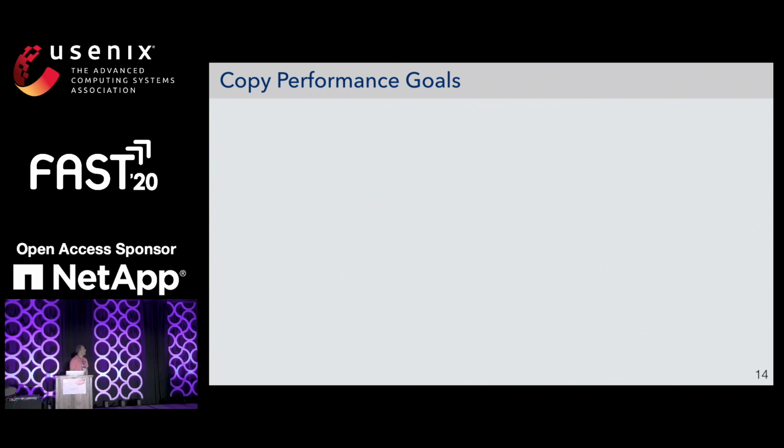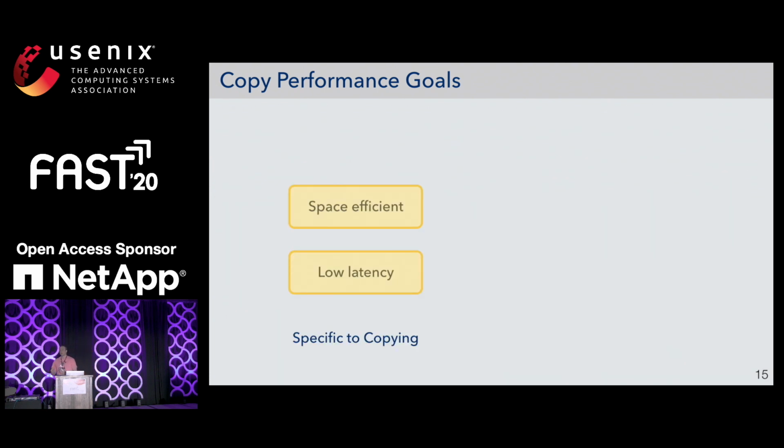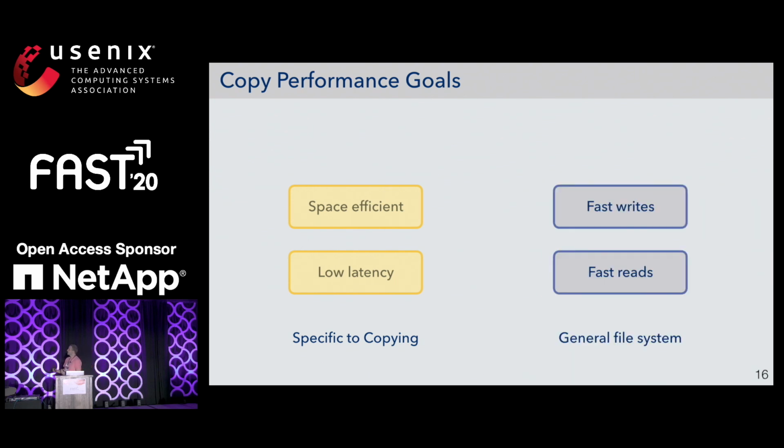So what kind of performance would we like to have out of a logical copy operation? Well, some of the things we'd like are specific to copying. We want our copies to be space efficient and not use extra space. And we also want them to be low latency, so when we do the copy, we don't want to take a lot of time. We also want our copies to preserve the general file system performance.